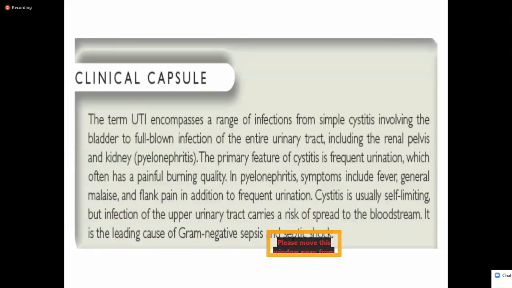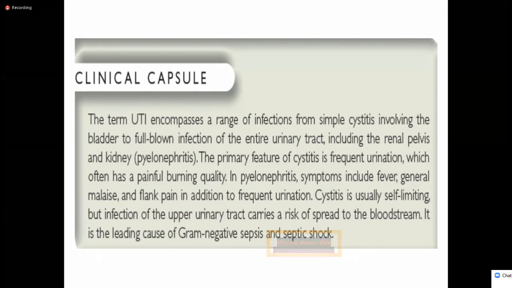Clinical capsule, you know, we usually concentrate on a clinical capsule. UTI can be simple cystitis, but it can also involve the whole urinary tract, from the renal pelvis and kidney, pyelonephritis, downwards. The most important feature in cystitis is frequent urination, which is usually painful, as we said, and has a burning quality. Painful, that is to say, dysuria. In pyelonephritis, different: fever, general malaise, flank pain, and also frequent urination.